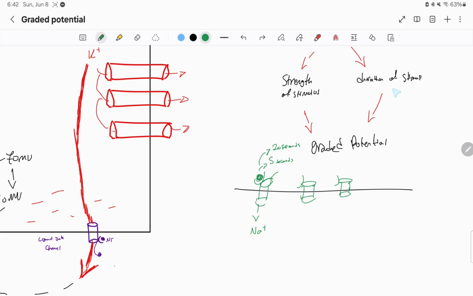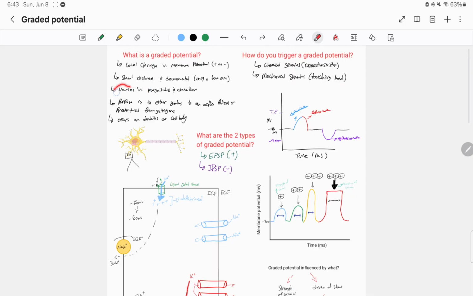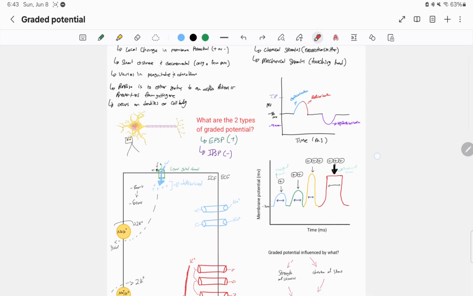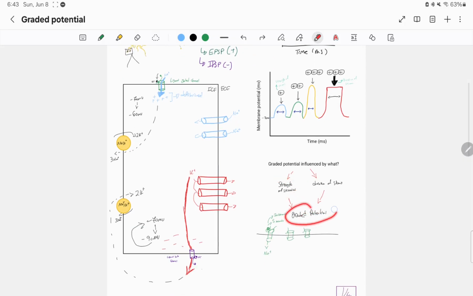If my stimulus is present for a long period of time, then my graded potential is also present for a long period of time. If the strength of my stimulus is very high, then my graded potential's magnitude is very high. Remember how we were talking about this in the start? We said that it varies in magnitude and duration, and that's completely dependent on the stimulus. If the stimulus is very strong, then the magnitude of my graded potential is strong. If my stimulus is there for a long period of time, then my graded potential is also present for a long period of time, okay? That's how these guys can vary.